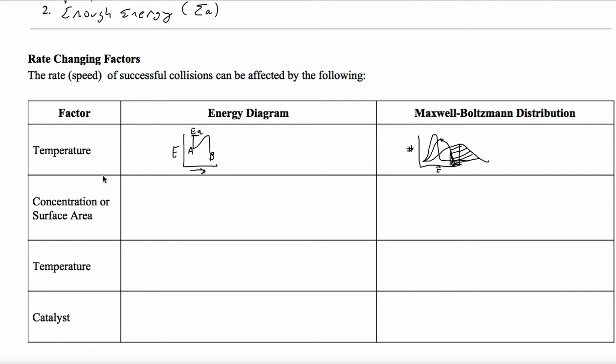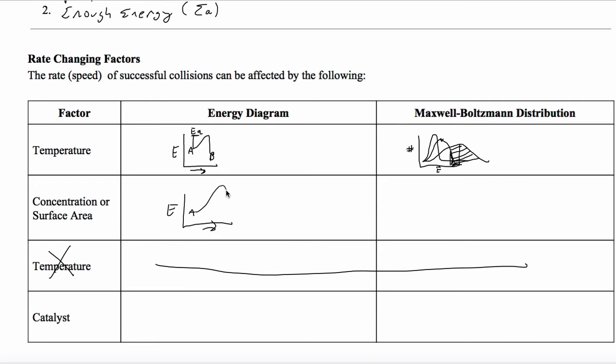Now, if we change the concentration, by adding more solute particles or taking away some of the solvent, or conversely, taking away solute particles or adding more solvent, we are going to get more or less successful collisions, but not because we're changing the temperature. So, again, the energy diagram is not going to change. It's still going to require a certain amount of energy for A to go to B. That energy we call the energy of activation.